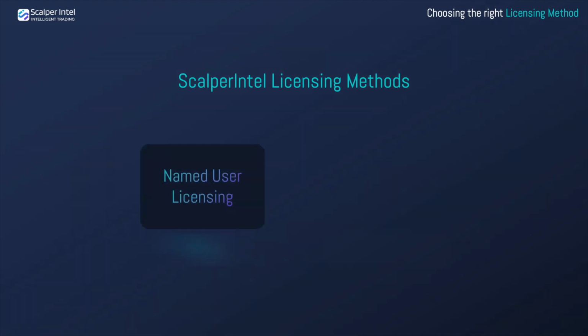Before we begin, you should know that ScalperIntel supports two types of licenses: named user licensing, which is the new and recommended method, and machine ID licensing, which is the legacy method for older NinjaTrader versions.